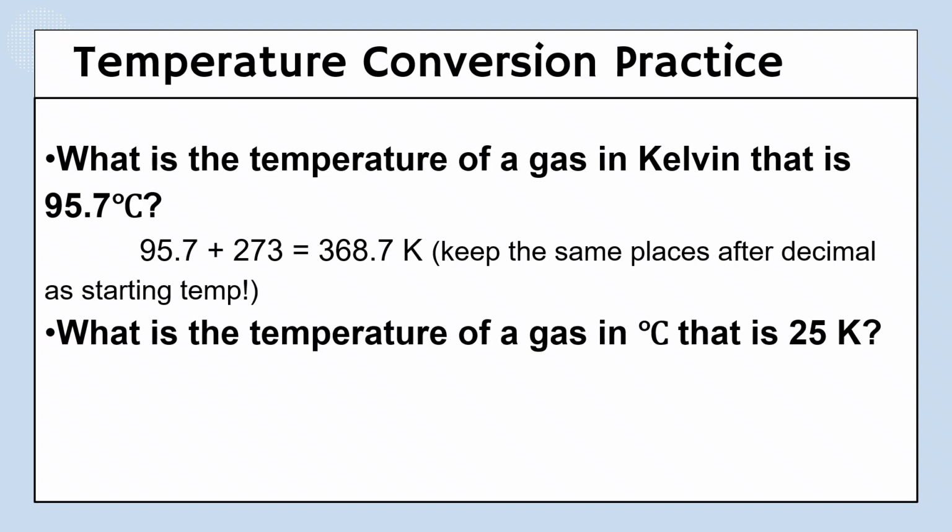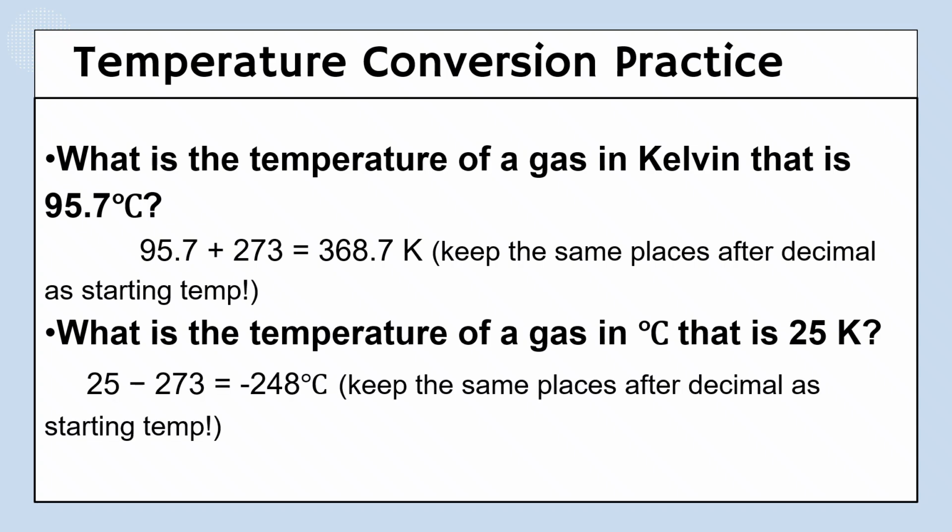So what is the temperature of gas in Celsius at 25 degrees Kelvin? If we use the same equation, we know temperature Celsius plus 273 equals 25 Kelvin. So to get temperature Celsius by itself, we will subtract 273 from both sides, leaving Celsius by itself. So we have 25 minus 273, and that equals negative 248. Once again, we're keeping the same places of decimals as our starting temperature to preserve our significant figures.